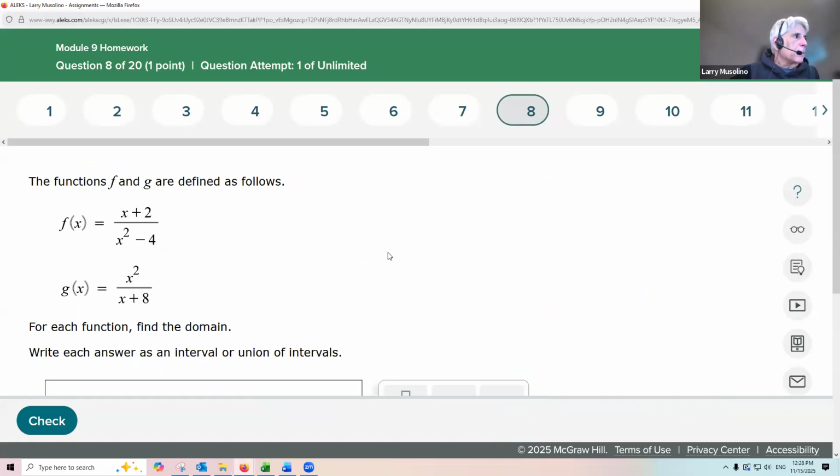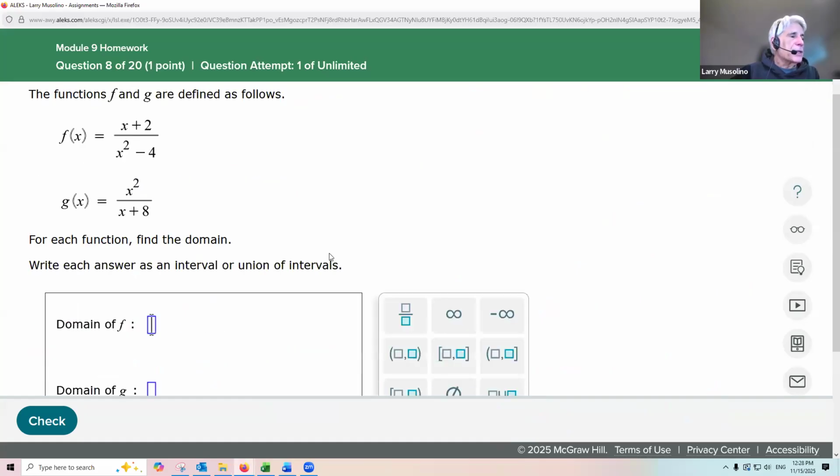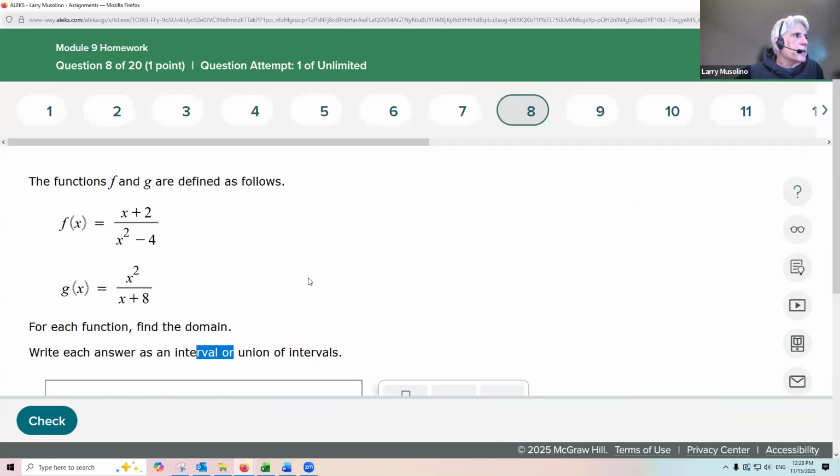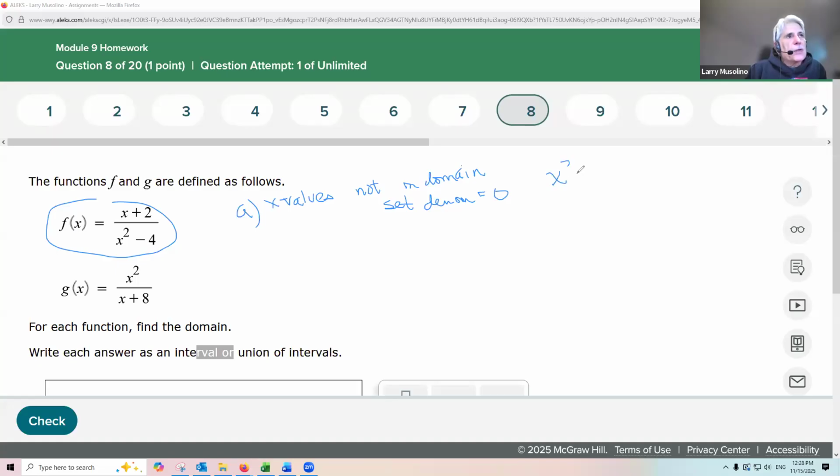All right, this one is similar, but it's asking us to write the answer as intervals. So let's do, there's two parts to this. So let's do part A. Part A says, what is the domain? Well, let me find the values not in the domain. Values not in the domain really means the x values not in the domain. Remember, for this, we set the denominator equal to 0. So x squared minus 4 equals 0.